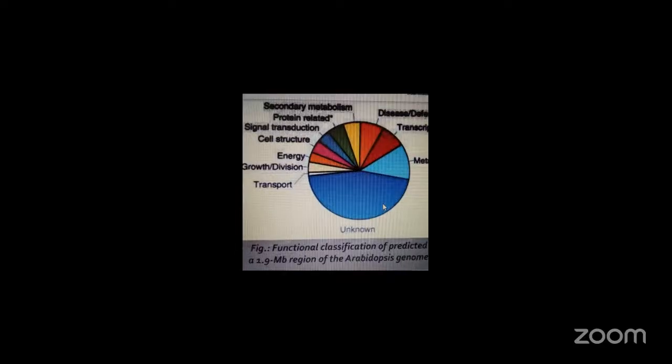This is the functional classification of the Arabidopsis genome. See here, the eukaryotic model organism, that is Arabidopsis. It is one of the first eukaryotic organisms to be completely sequenced, a small species, Arabidopsis thaliana.